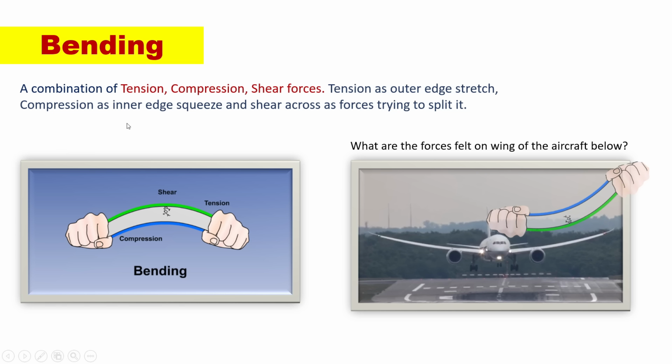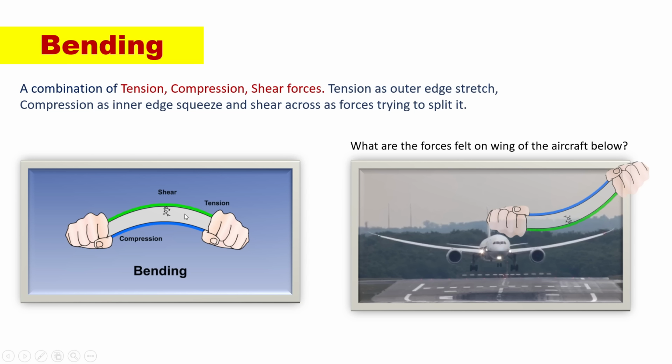But by definition, it is a combination of tension, compression, and shear force. See, all three loads are acting here. Tension at the outer edge, compression at the inner edge, and shear across. You'll understand better with this diagram. You can see this metal is being bent using these two hands. This is what bending is.